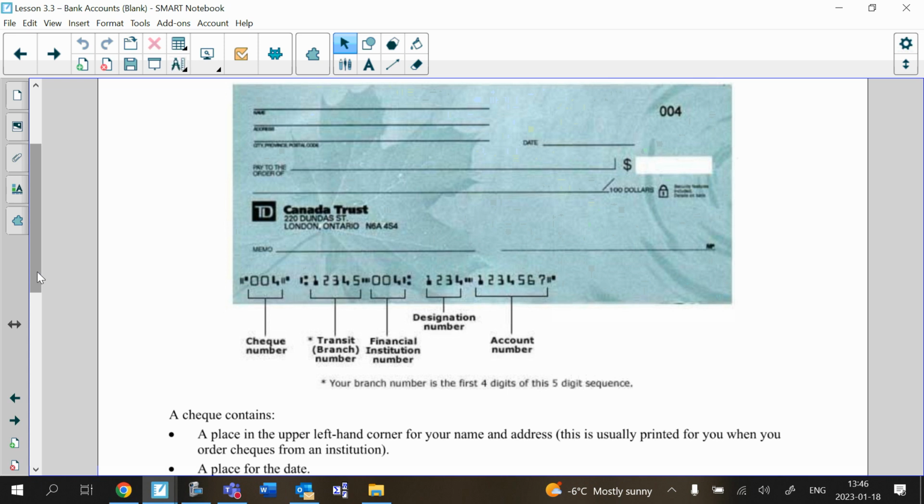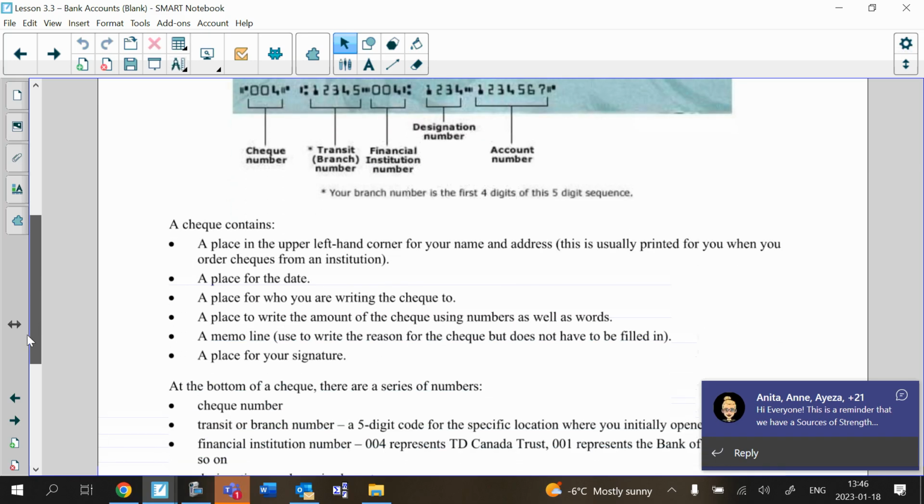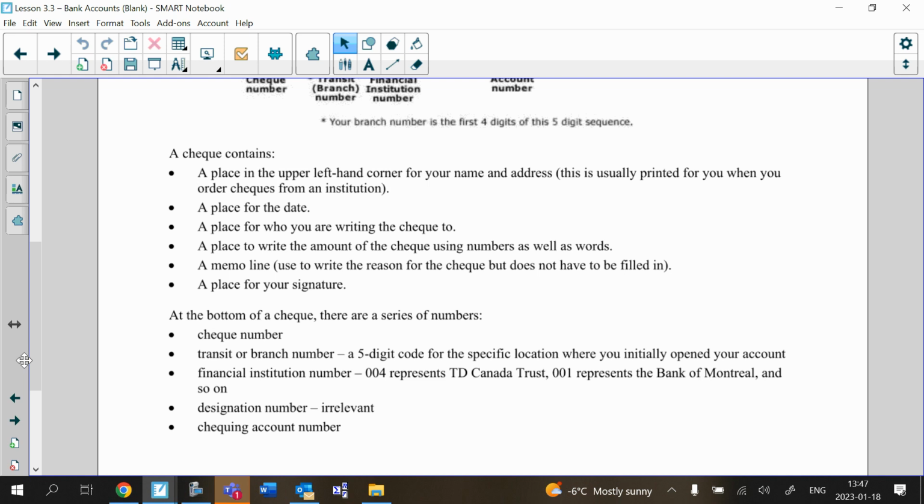So depending on your financial institution, like there's 5 big banks in Canada. 001 represents Bank of Montreal. 004 represents TD. Then there's also RBC. Then there's also Scotiabank. And there's also CIBC. Those are sort of the 5 big banks in Canada. Designation number, I even did a search on this. It's kind of a useless number, right? But the account number is not. That's your checking account number.